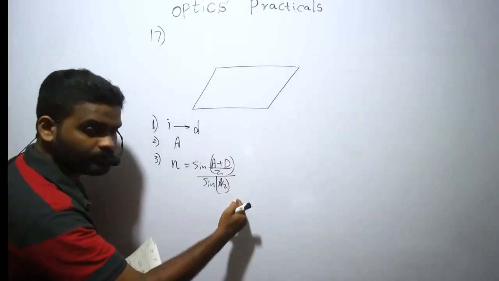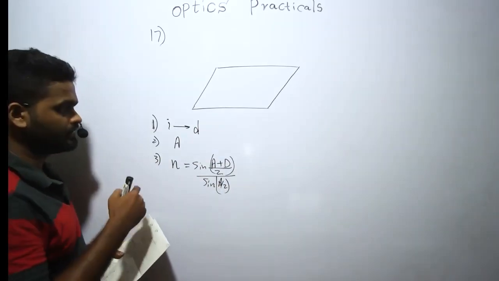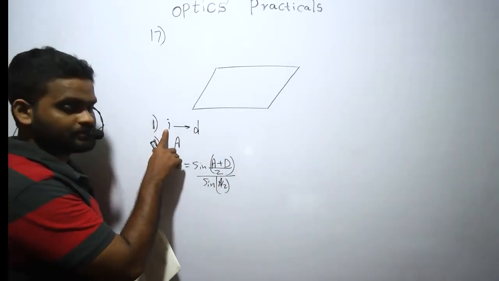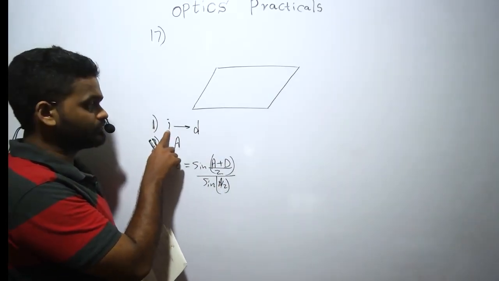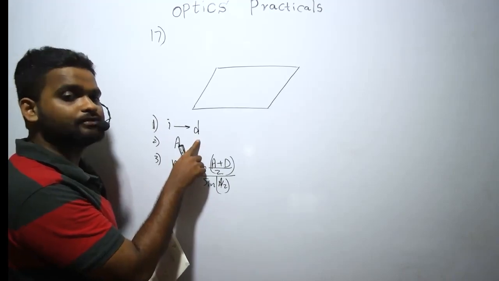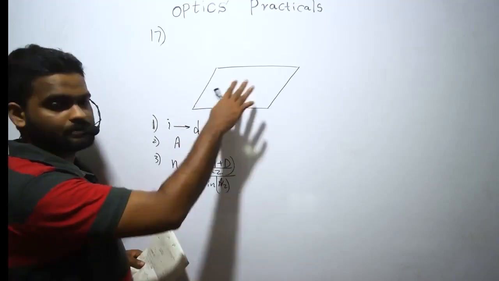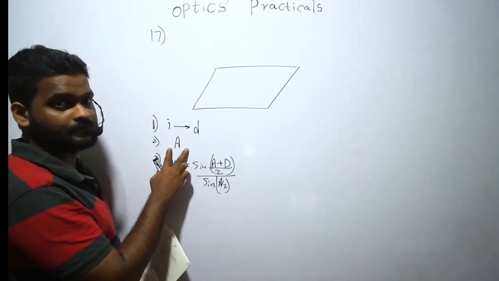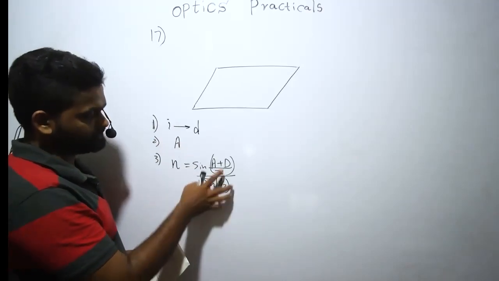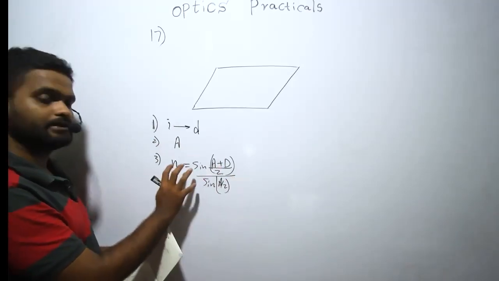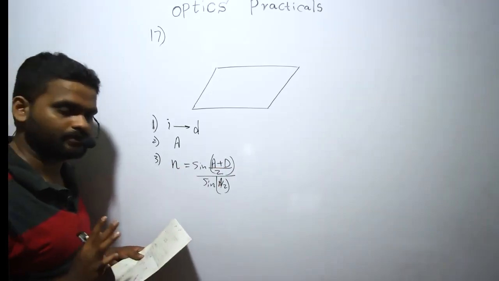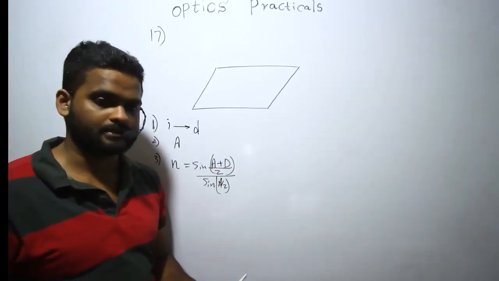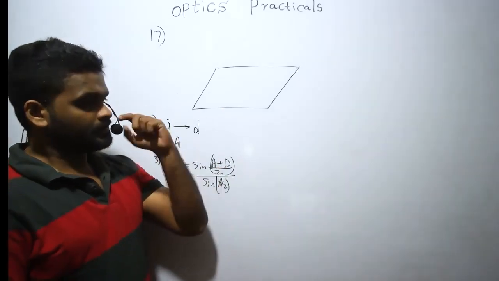So this is what we are going to do in this experiment, right? For a bunch of different values of i, you are going to find the angle of deviation of the prism. Then you can find the prism angle. Then by substituting those here, you can find the refractive index. So that is what we are going to do in the experiment, right?